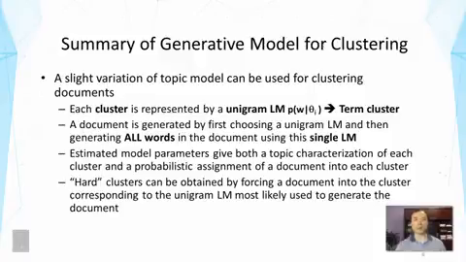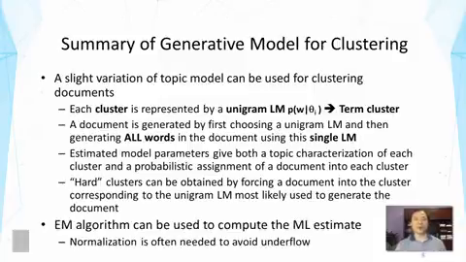But if we want to achieve harder clusters, mainly to partition documents into disjoint clusters, then we can just force a document into the cluster corresponding to the word distribution that's most likely to have generated the document. We've also shown that the EM algorithm can be used to compute the maximum likelihood estimator. And in this case, we need to use a special normalization technique to avoid underflow.